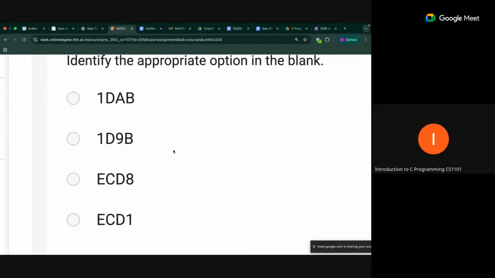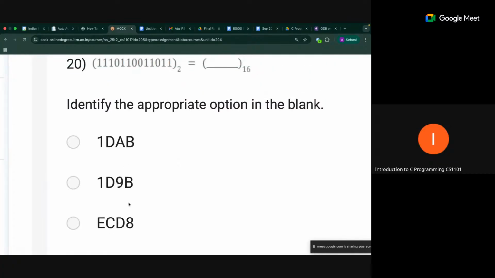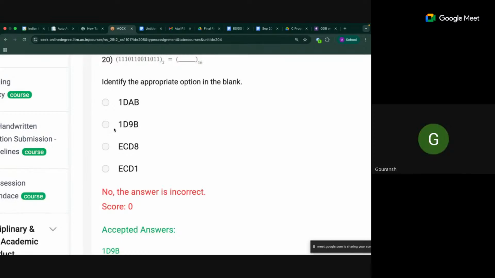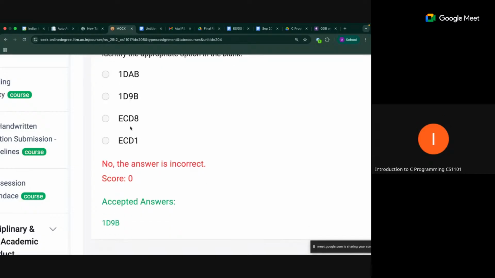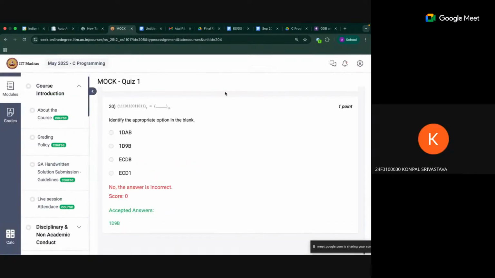So out of 4 options, we are very sure it will be either A or B. So what are the next four values? 1001 is the next four elements. So what is 1001? 9. Exactly. So what will be the answer then? B will be the answer. Is that clear? Yes, ma'am.